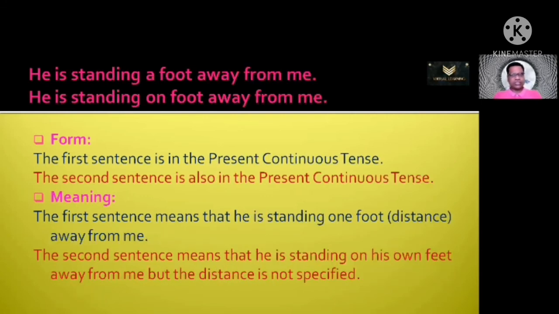Now you look at one more sentence on your screen. He is standing a foot away from me. Second sentence is, he is standing on foot away from me. See here, the sentence 1 and sentence 2 both are in the same form. It means both the sentences are in the present continuous tense. You can easily make out.